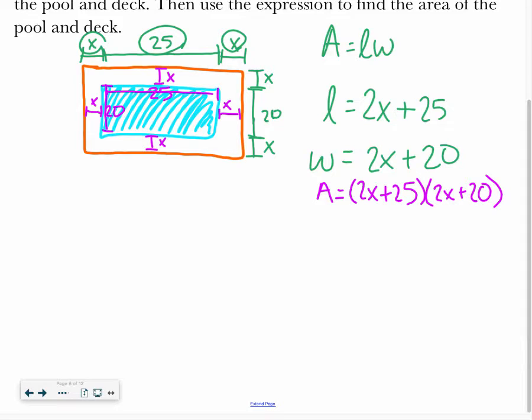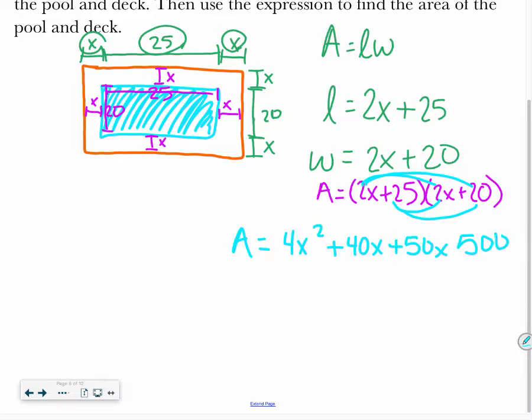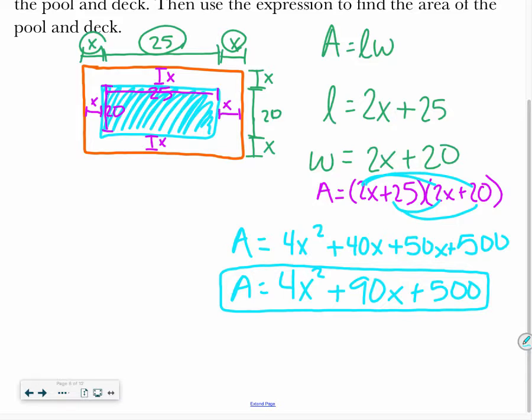Now that we actually know how to multiply this out, I'm going to ask that you do that. So we're going to have A equals, and let's FOIL it. 2x times 2x is 4x squared. 2x times 20, that's going to give me plus 40x. 25 times 2x is going to be plus 50x. 25 times 20 is going to be 500. And then I just have to combine some like terms. So I have 4x squared plus 90x plus 500. And that would be the area of the pool and deck.